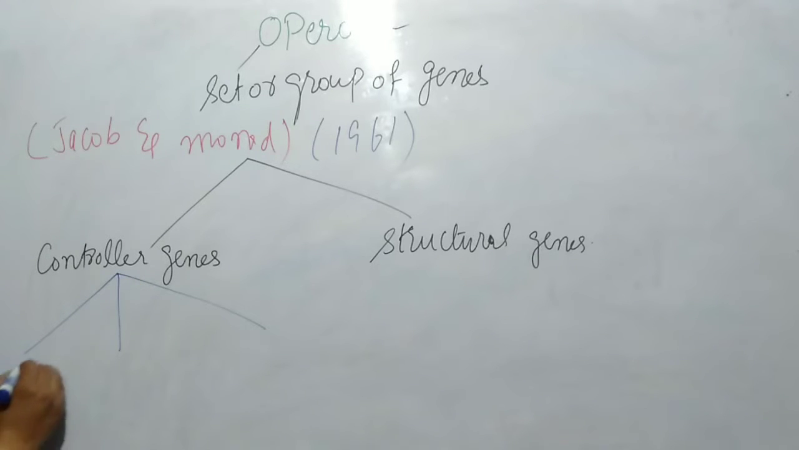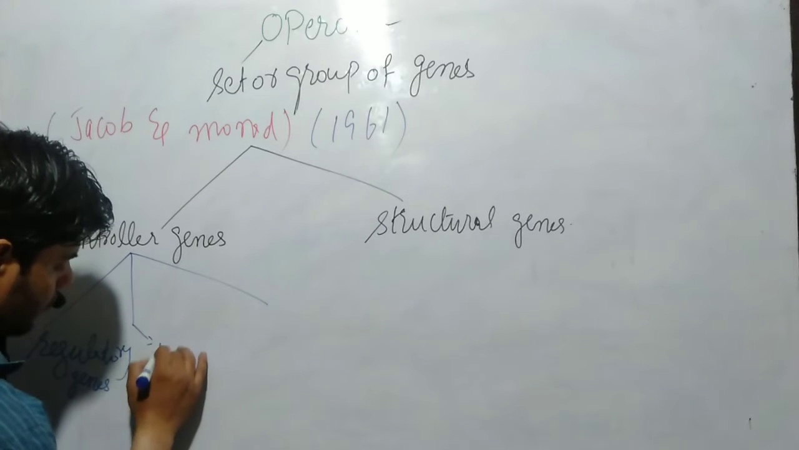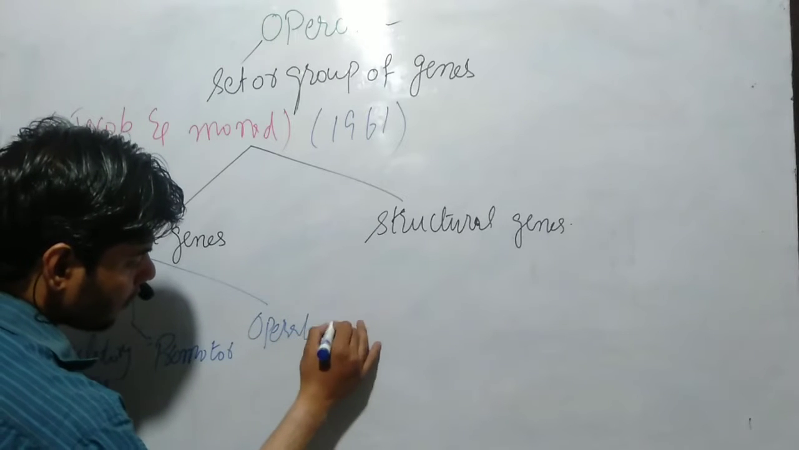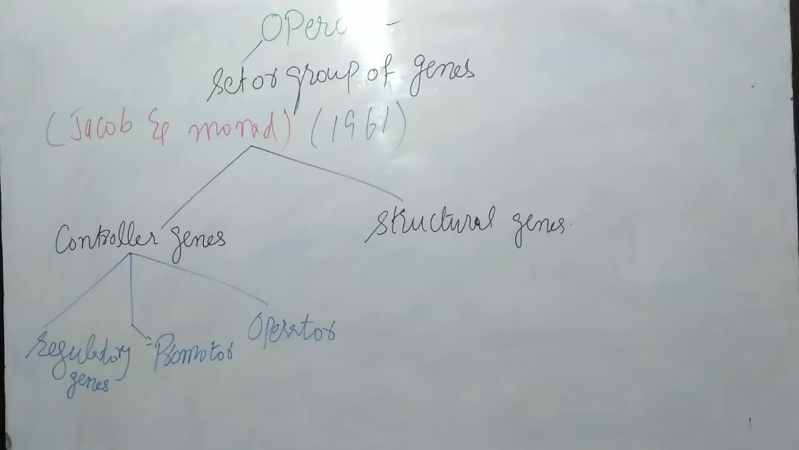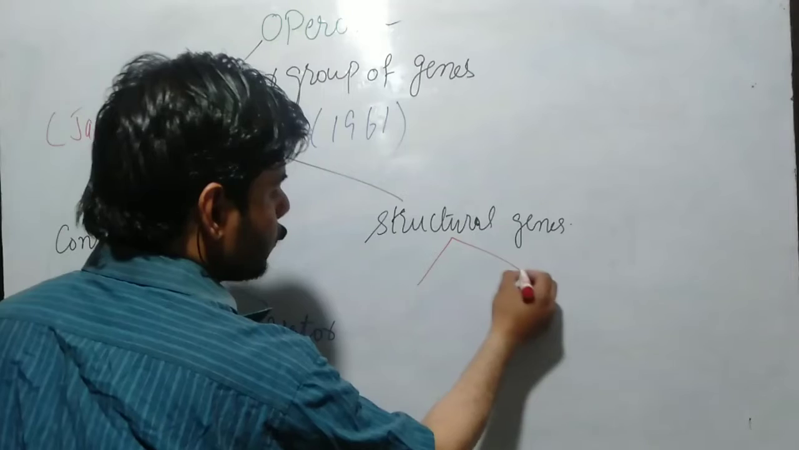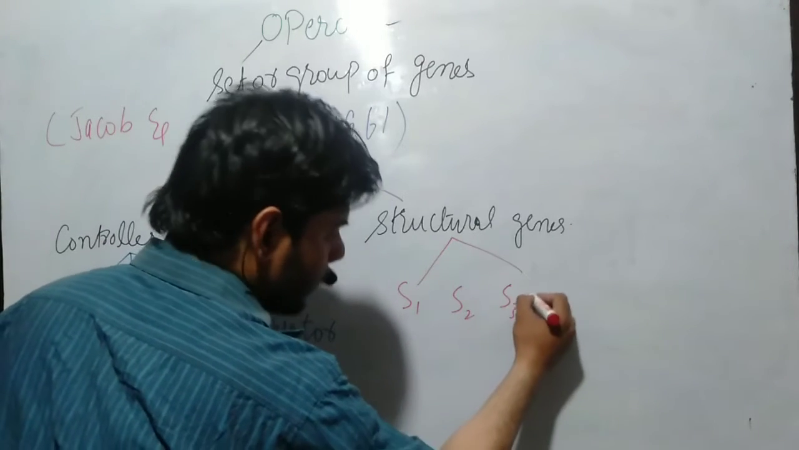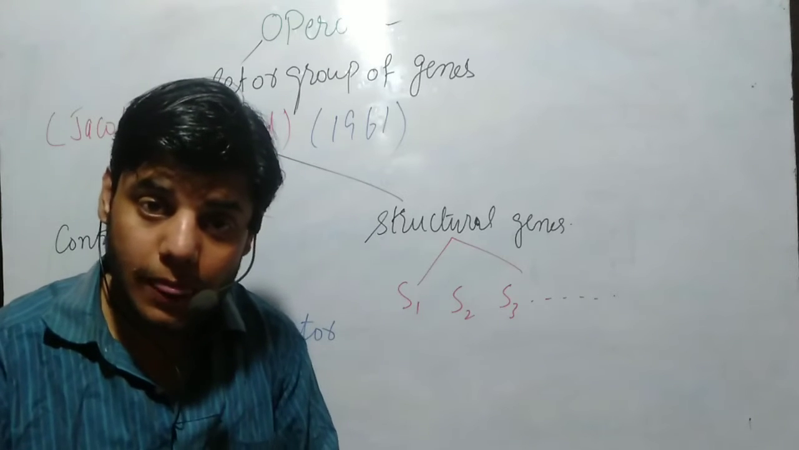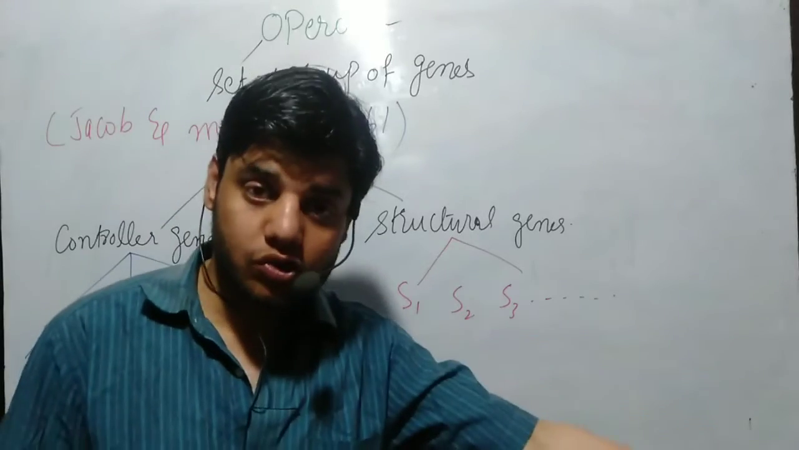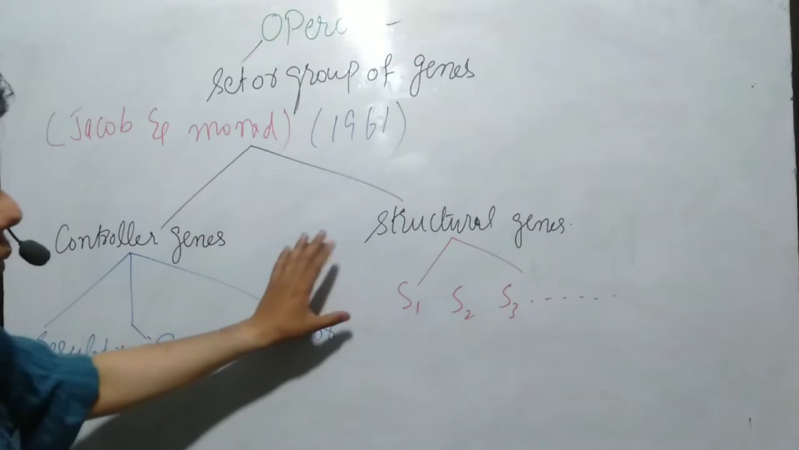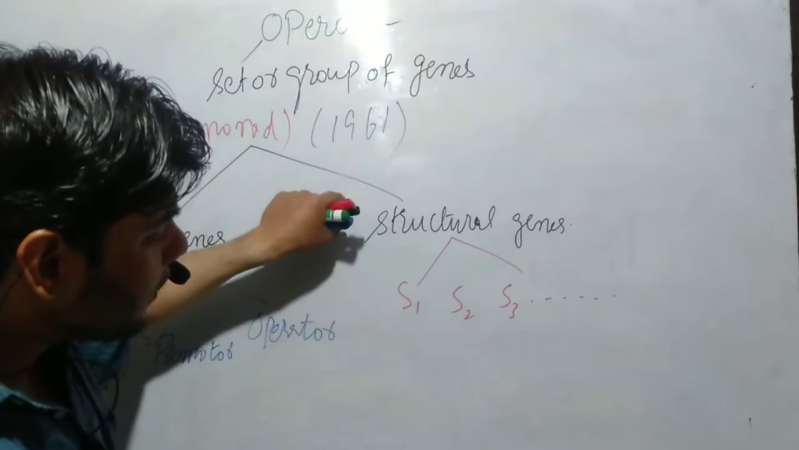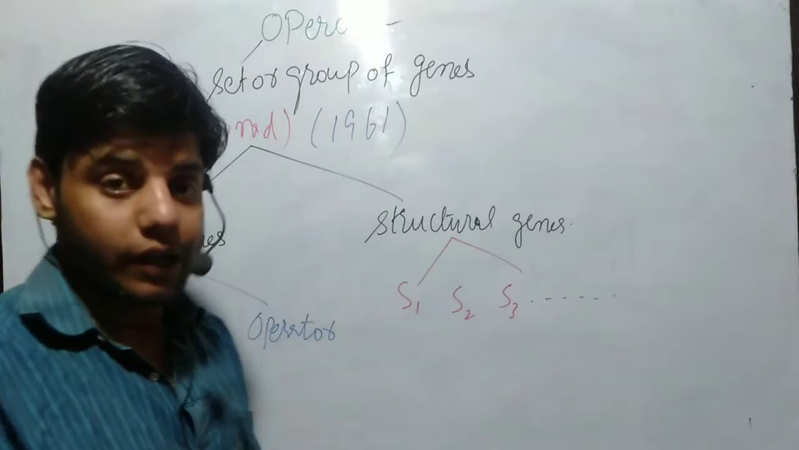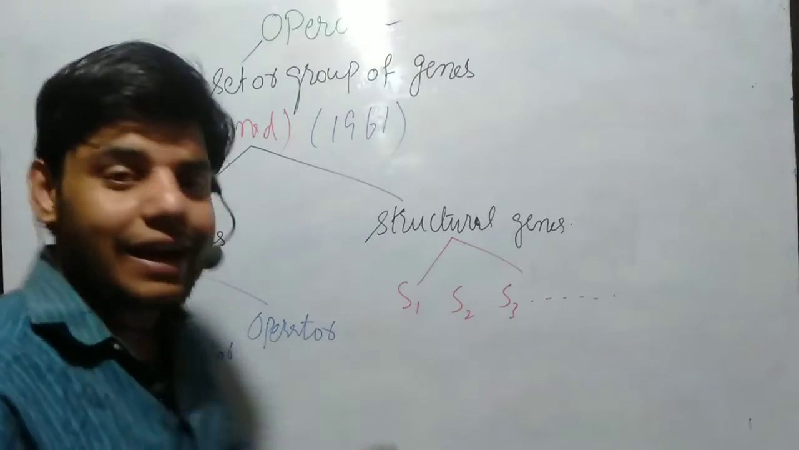Now, the controller genes further contain three more sequences. The first we call regulatory genes. Sorry, the second we call promoter, while the third we call operator. These are the controller genes. In the case of structural genes, we have different structural genes which we denote S1, S2, S3, and so on. The controller genes control the structural genes. If one controller region controls multiple structural genes, we call that a polycistronic process. If we get one mRNA having the ability to produce multiple proteins, we call that polycistronic mRNA.